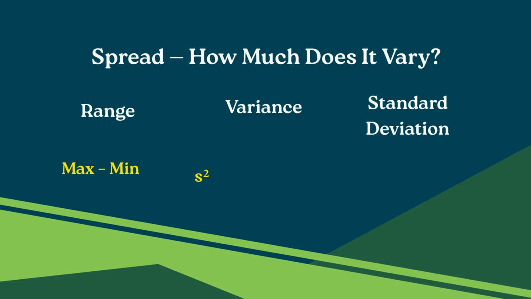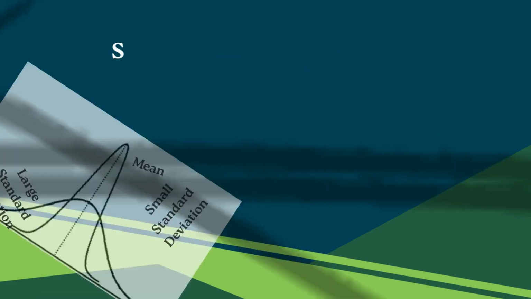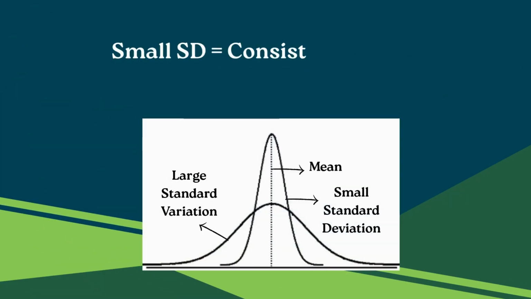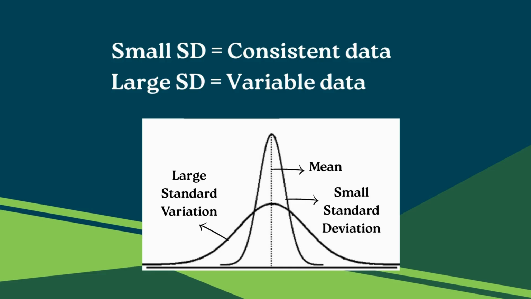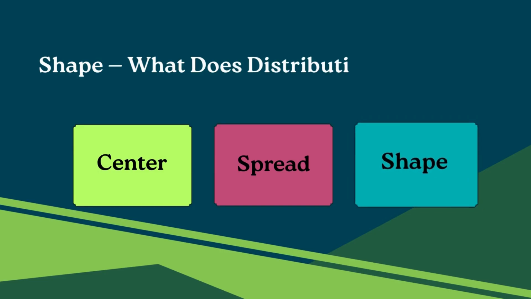Variance measures how far each value is from the mean on average, and standard deviation is simply the square root of variance. A small standard deviation means data points are close to the mean, that is consistent. A large one means they are more spread out, that is variable. Third, shape. What does the distribution look like?